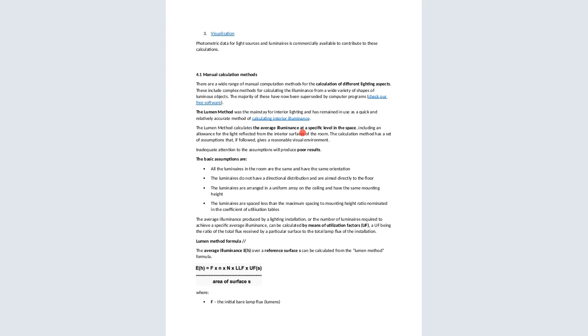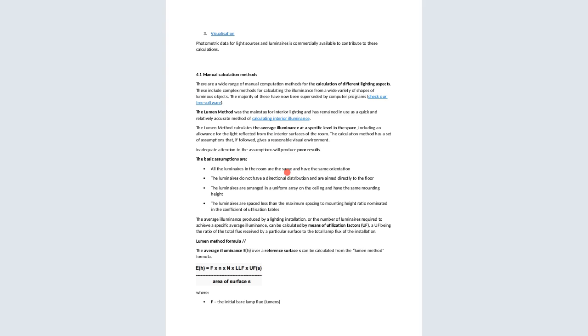So the Lumen method is the mainstay for interior lighting and has remained a quick, relatively accurate method of calculating the interior illuminance. The Lumen method calculates the average illuminance at a specific level in the space, including an allowance for the light reflected from the interior surfaces of the room. The calculation method has a set of assumptions that, if followed, give a reasonable visual environment. Inadequate attention to the assumptions will produce poor results.